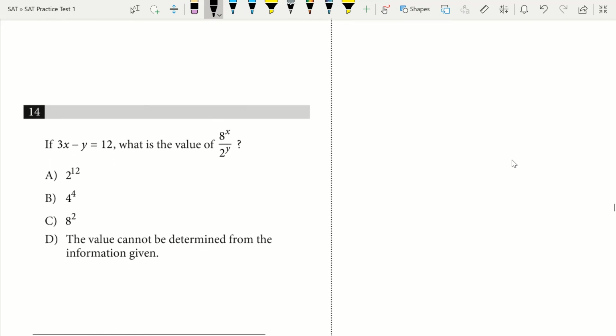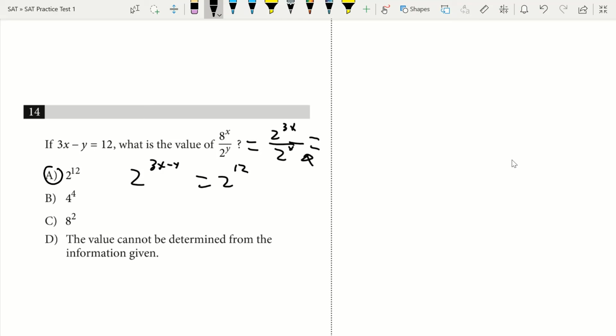If 3x minus y equals 12, what's the value of 8x divided by 2y? Well, 8x is equivalent to 2 to the power of 3x, because 8 equals 2 to the power of 3. That's going to be over 2y. We know that since we have the same base, 2 to the power of 3x minus y is equivalent to this equation here. And we know 3x minus y is equal to 12, so that means we're going to have 2 to the 12th, which is answer choice A.